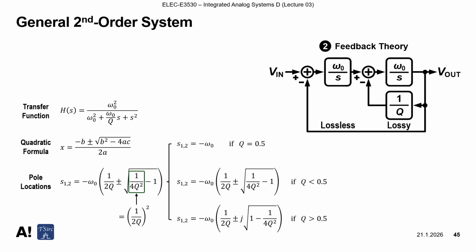Those look a bit complicated, so maybe we can take a closer look at this one, 1 over 4Q squared. This is actually 1 over 2Q squared, and we have 1 over 2Q here, right? So we can maybe simplify even further by defining this one as a damping factor. Sorry, there is a mistake.